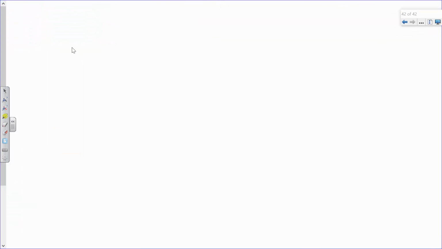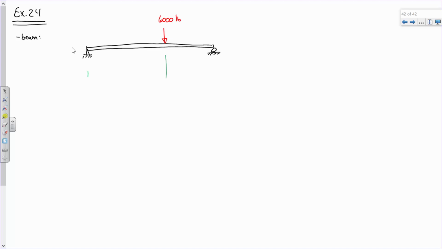All right. Here's our beam. Hold on. Okay, so here is our beam.